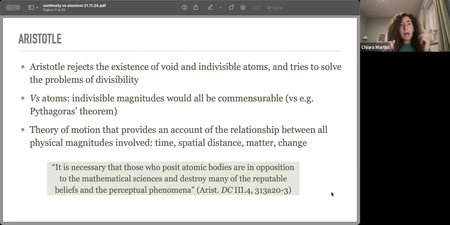And here again, think about what it means to have this interconnection between physics and mathematics. According to Aristotle, if there were atomic atoms, that would have meant that indivisible magnitudes would all be commensurable, and that would go against Pythagoras' theorem. So Euclidean geometry, the normal geometry that we study, is all built on the assumption that magnitudes are continuous and that there is no smaller one. You can always take a smaller one.